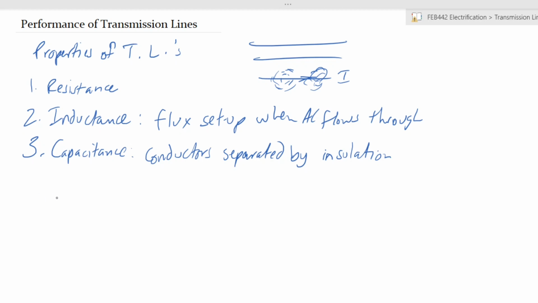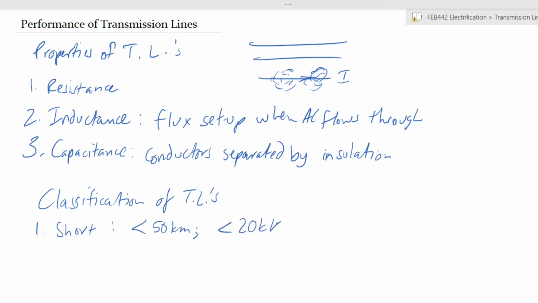So that brings us to classification of transmission lines. So we have 3 types. We have what we call short transmission lines, which are less than 50 kilometers and also less than 20 kV. So as we said, the voltages are what determine the classification of the transmission line. These transmission lines will tend not to have much capacitance in them, short transmission lines.